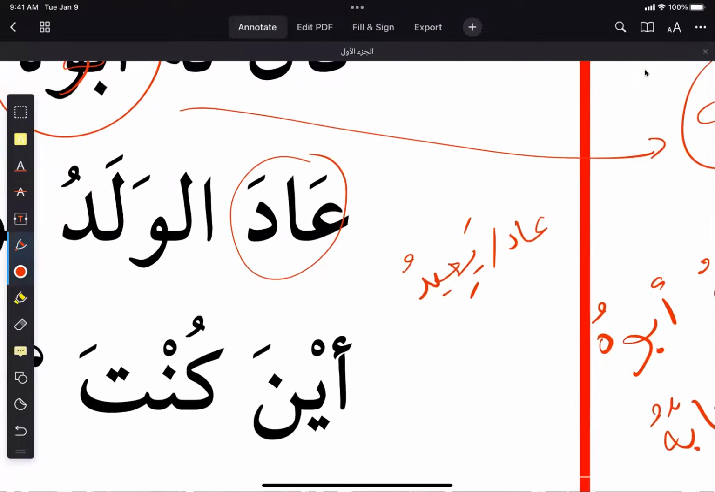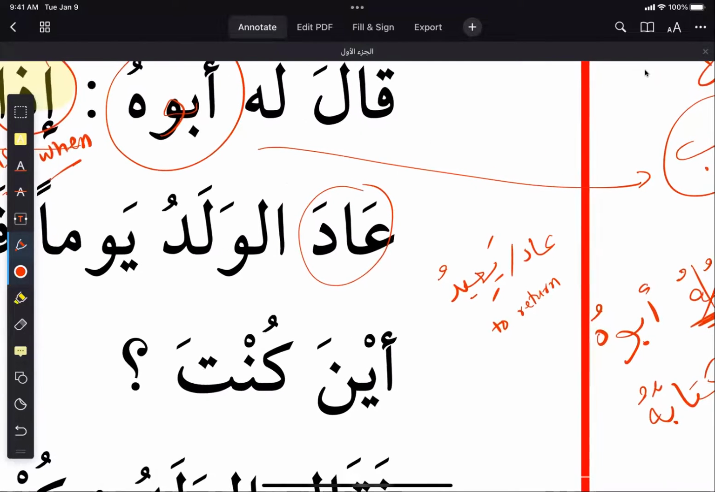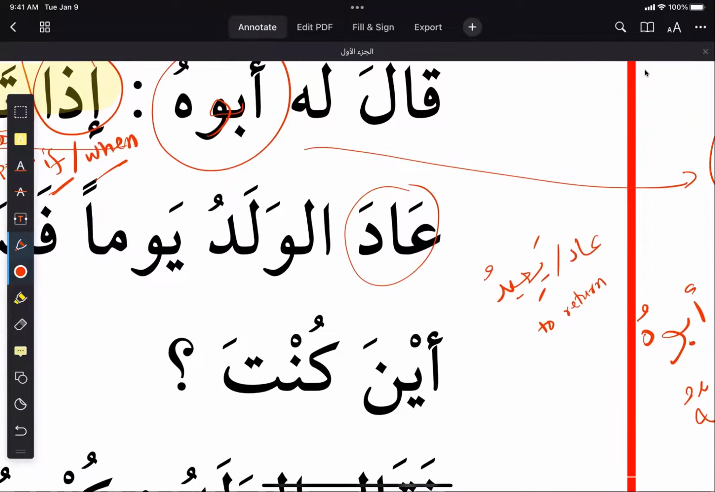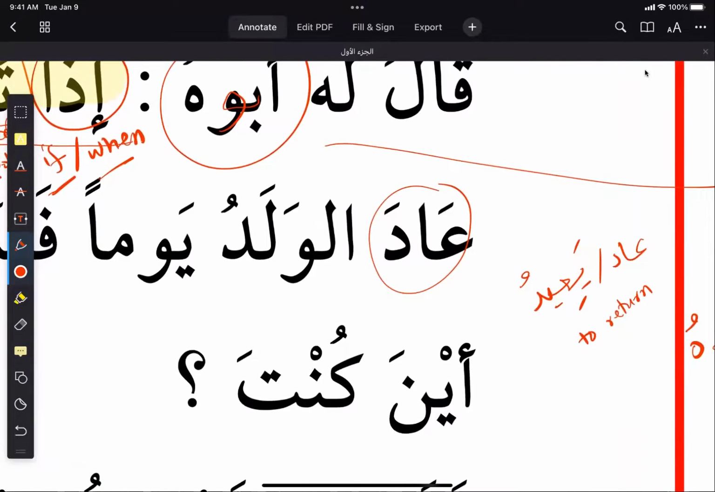Do you know? A very good verb is to return. Okay, to return. Not to bring, but to return. So for example, Ada Muhammad min amali. Muhammad came from his, or returned from his work. Okay, Ada means to return. So Ada al-waladu. Okay, so we know who returned, the boy. The boy returned, and this is a past tense.